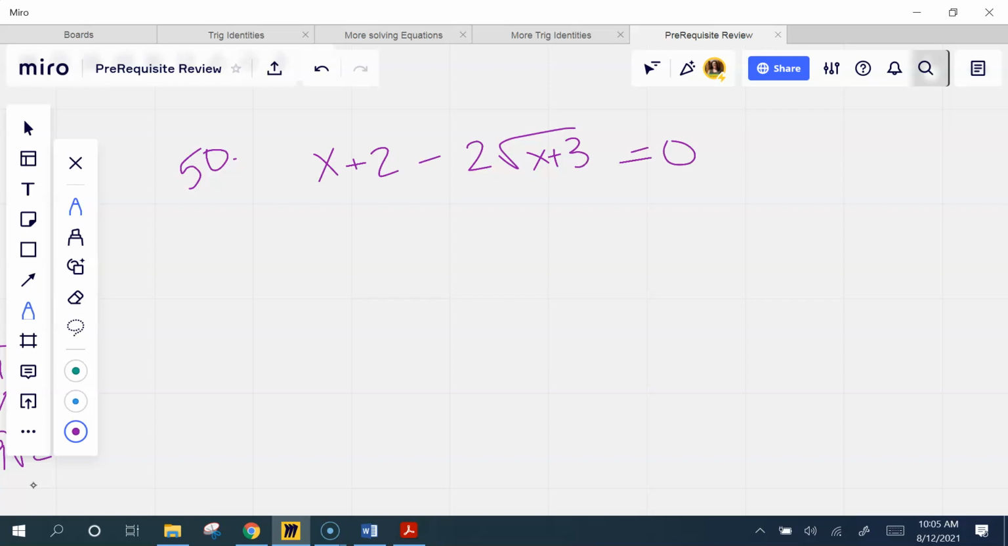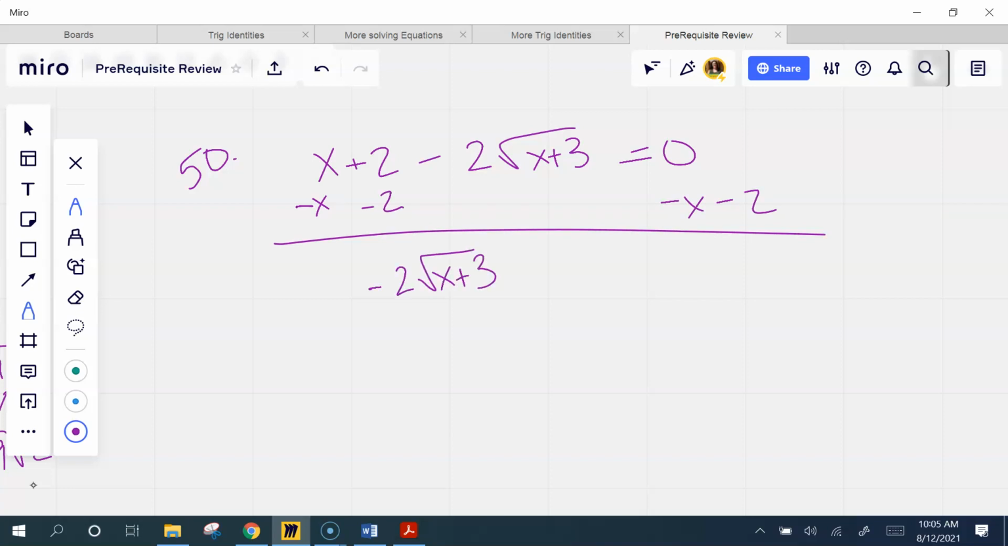If I were doing this one, I would probably, and I'm trying to remember what we did in algebra 2, I would get that radical by itself so that I could get rid of the radical. So I'm going to move everything except the radical. So I'm going to subtract. So I have negative 2 square root of x plus 3 equals x minus 2. And I'm going to divide everything by negative 2.